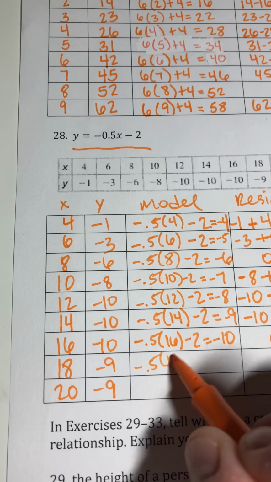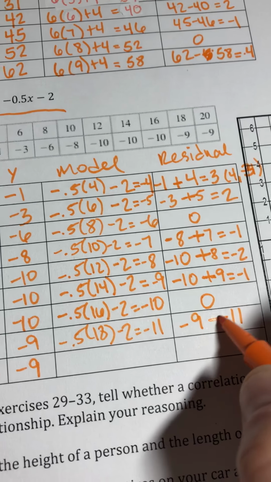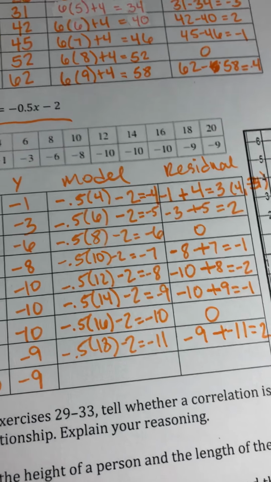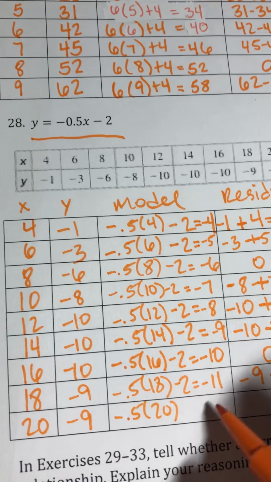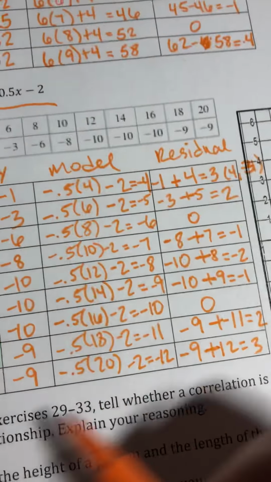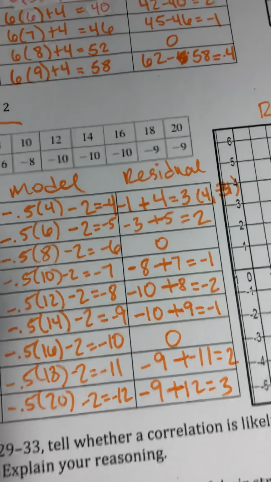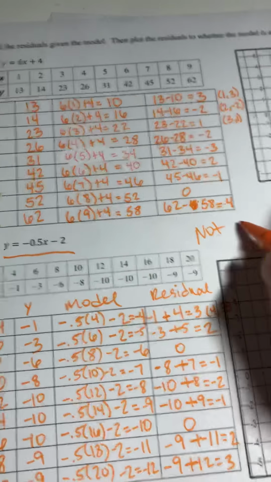Negative 0.5 times 18 minus 2 is a negative 11. It was negative 9 minus that negative 11 equals 2. So here we are at 18, 2. We've got one more. So negative 0.5 times 20 minus 2 gives me a negative 12. We thought it was going to be negative 12. It was actually negative 9. So that gives me 3. So here I am at 20, 3. Notice how those residual points, they make that U shape. That means this is not a good line.